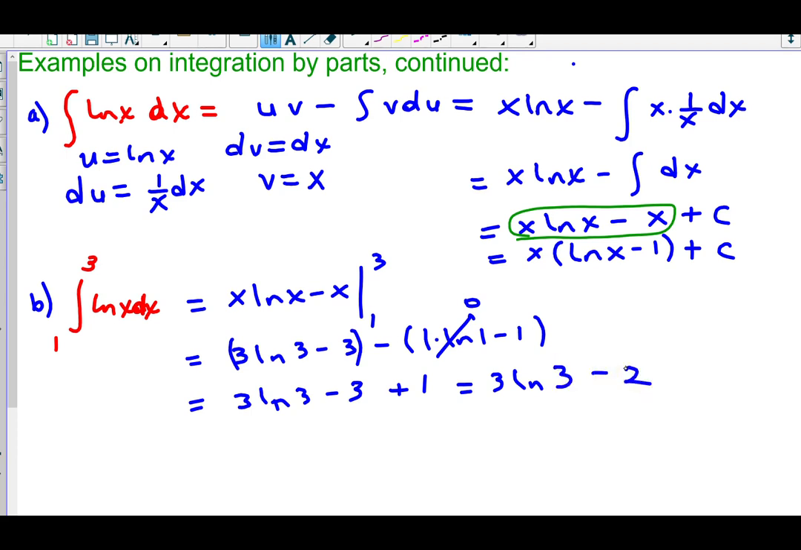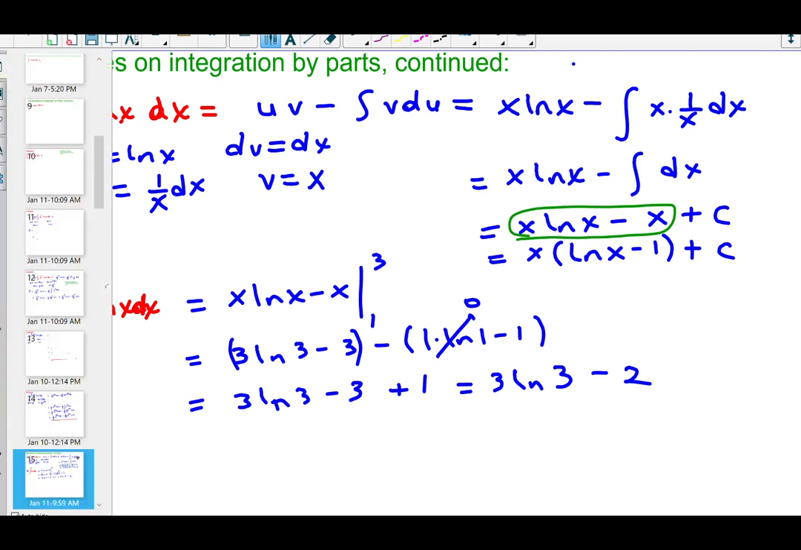So if you have limits of integration, just wait until the last step when you bring the x's in, and just like before, instead of putting the plus c, you would go ahead and plug in the limits, upper limit minus the lower limit. Okay, now that's if the ln function appears all by itself.